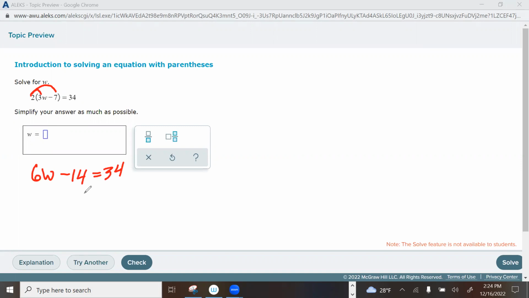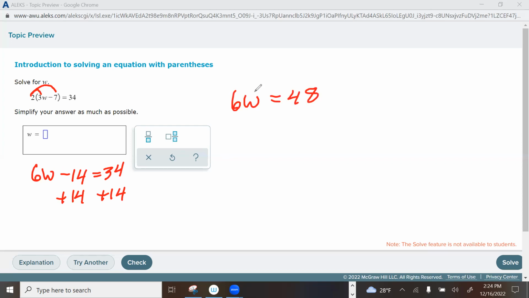Now that the parentheses are gone, it's just like the last problem. I say, okay, whatever's being added or subtracted to the variable, handle that first. Well, what's the opposite of subtracting 14? Adding 14, silly. That's right. And so then that's going to leave us with 6w on the left and a 48 on the right.